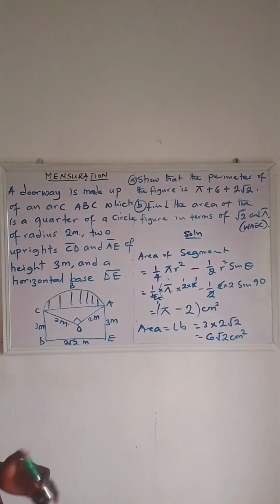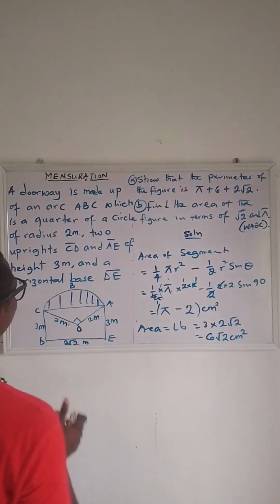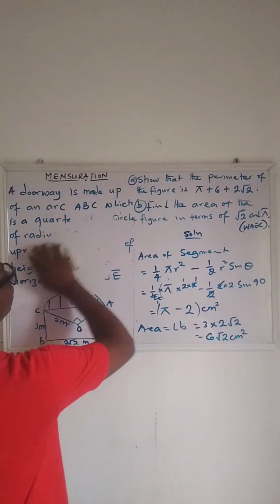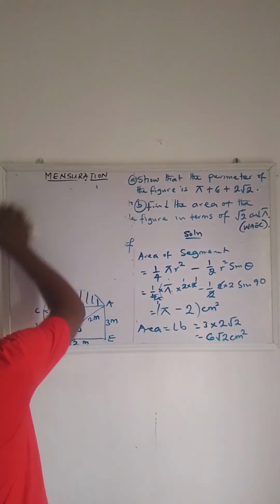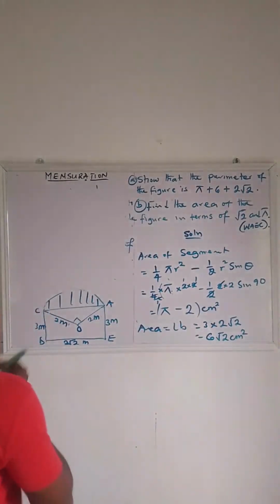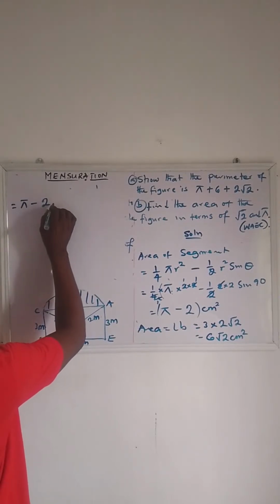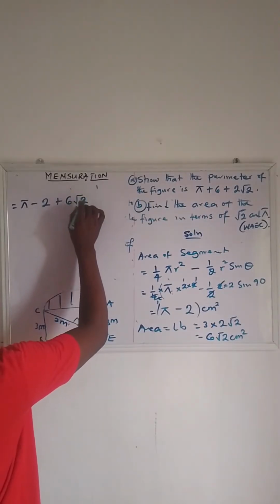Okay, so now, what's going to be the total area? The total area, that's what the question is asking for. What's going to be the total area of the figure? So we had this and this together. So we have pi minus 2 plus 6 square root of 2.